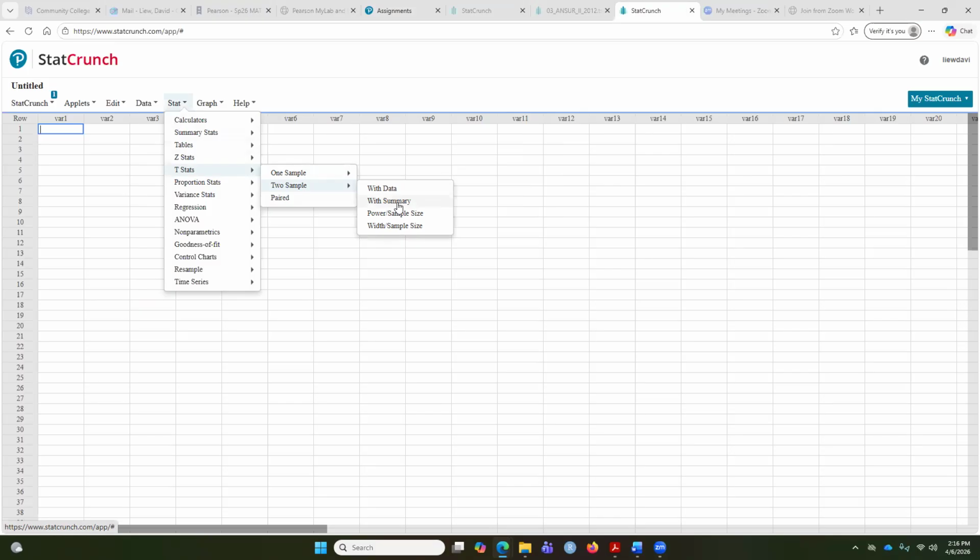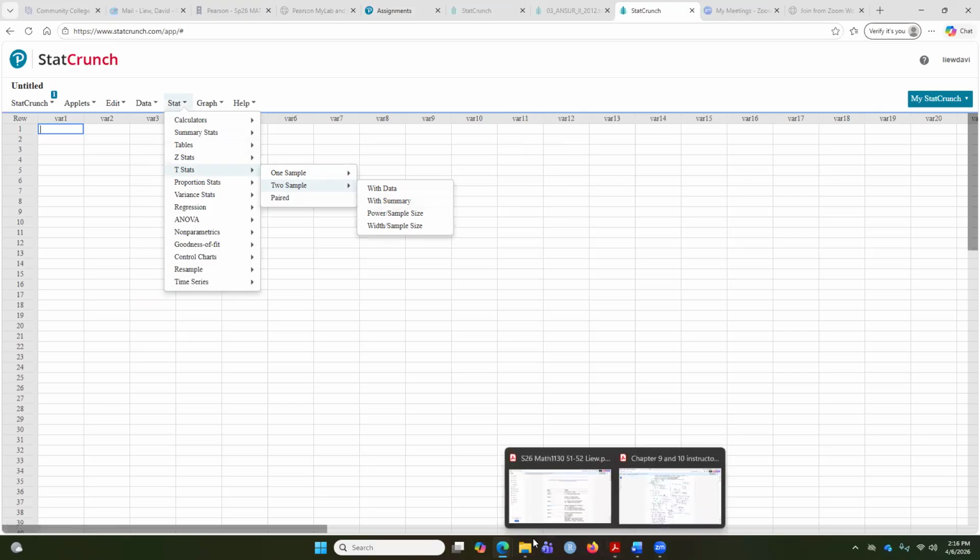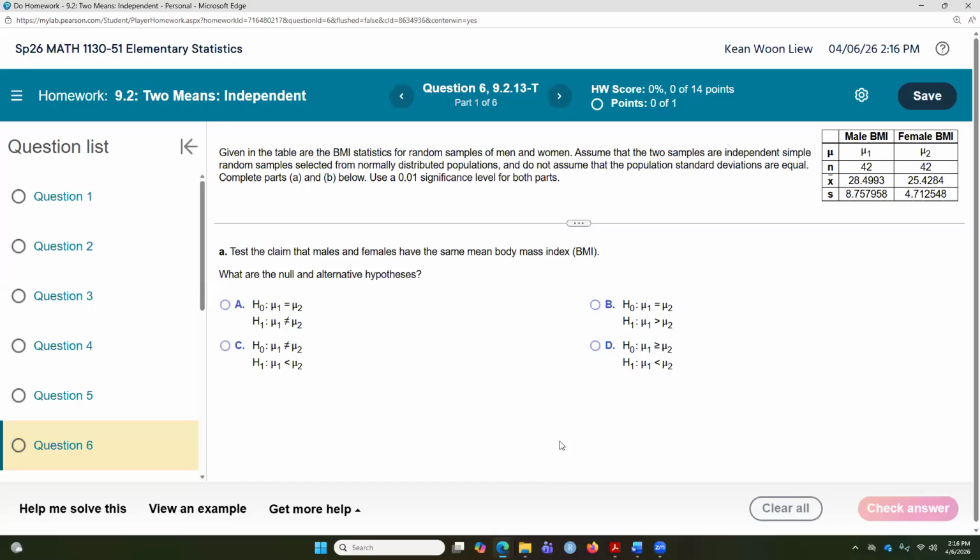So this is 9.2 here. If you talk about the questions in 9.2, again, they provide us statistics, so we're going to do it with summary. If a question gives you data, I'll show you an example. Given a table of BMI for a random sample of men and women, these two samples are independent. Make sure you know the word independent means you can only belong to one group. Either you belong to the male group or the female group. That's called independent, so you do 9.2.